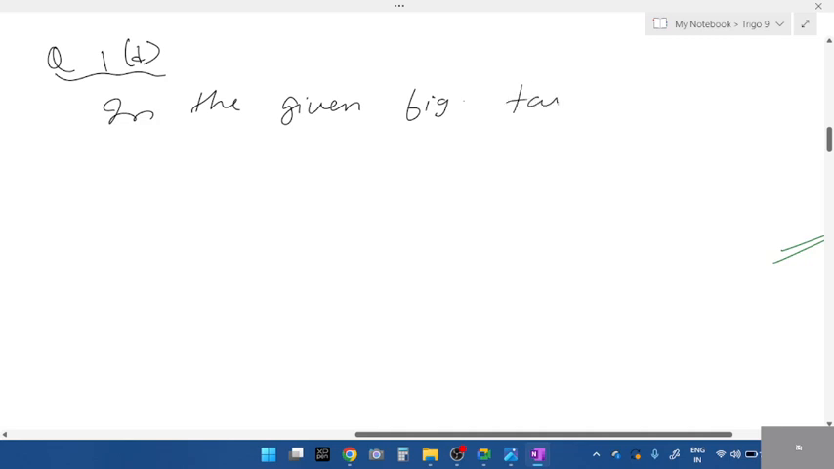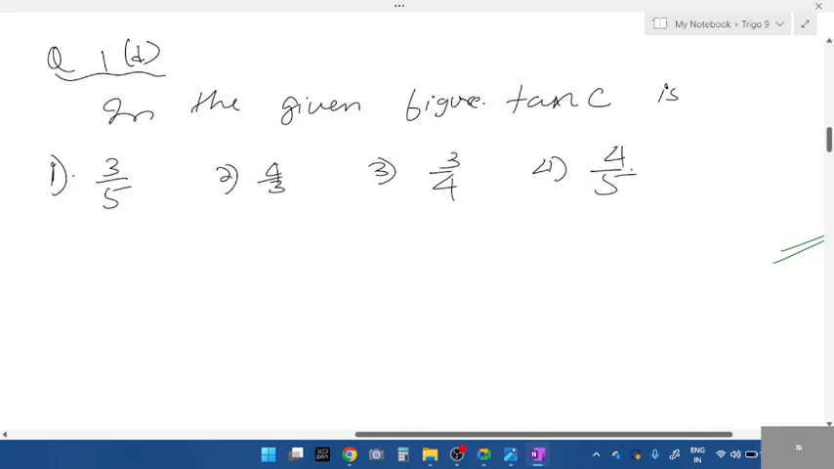Write question 1D. Next question 1D. In the given figure, MCQ question, students. This is MCQ. See, we need to find the value in the given figure. Find tan C is equal to what? Option 1, option 2, 4 by 3, option 3, 3 by 4, option 4, 4 by 5. The diagram is like this.